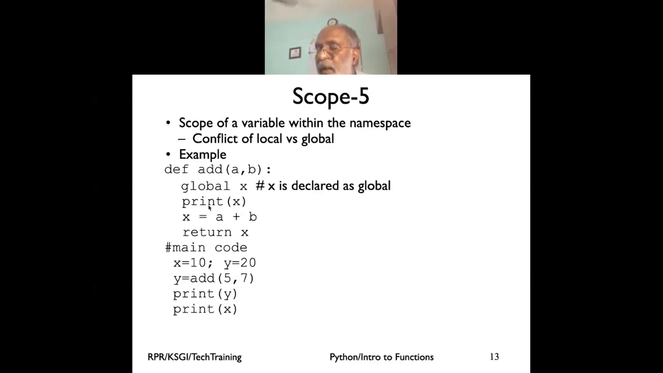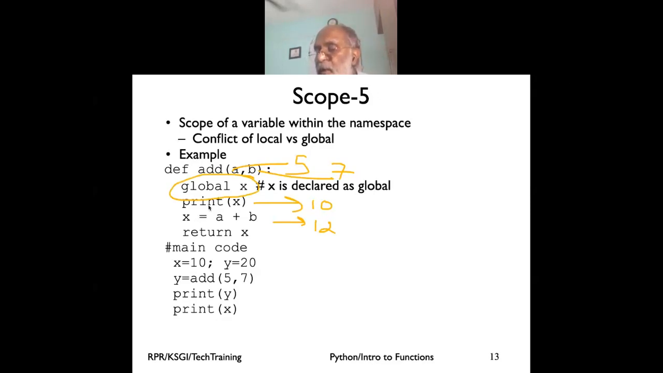The moment I say x is global, it will take the global value, and even this x, it knows that x is global, and the value of x would change. So now look what would happen in execution. I said x is 10, y is 20, I call it with 5, 7. I come there, a becomes 5, b becomes 7, it says global x, and x is so far 10, so it is going to print 10. Now I'm saying x is a plus b, a is 5, b is 7, so x becomes 12. Now remember, I had said x is my global.